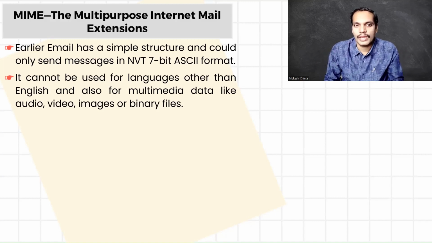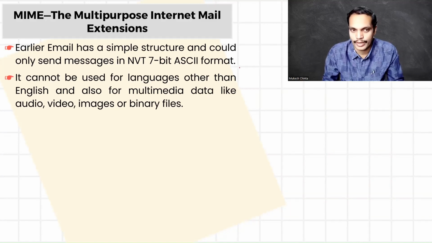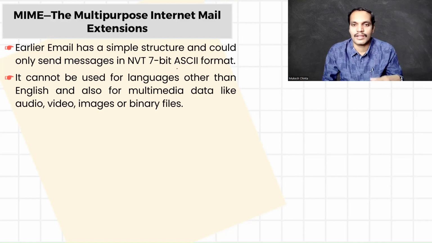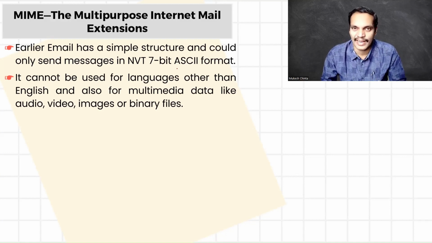So earlier, email had a simple structure and could only send messages in the NVT 7-bit ASCII format. NVT stands for Network Virtual Terminal 7-bit ASCII characters format. It cannot be used for languages other than English because some of the languages might not have the same exact alphabets, like Japanese, Chinese, Hindi, etc. And some messages might have different pronunciations for these alphabets.